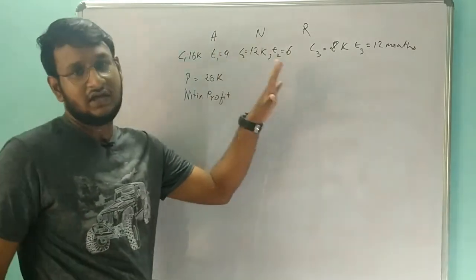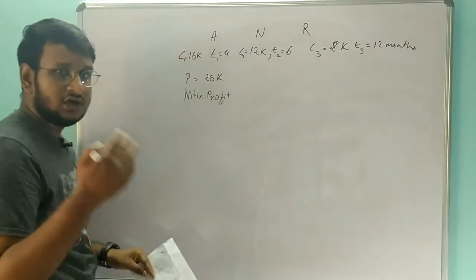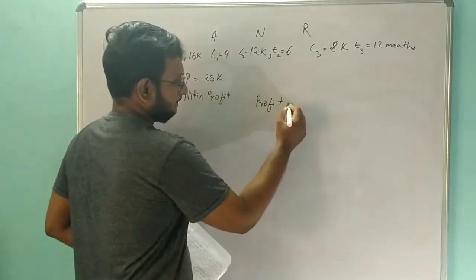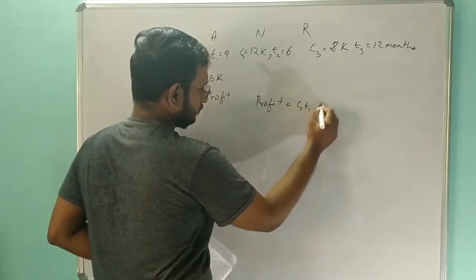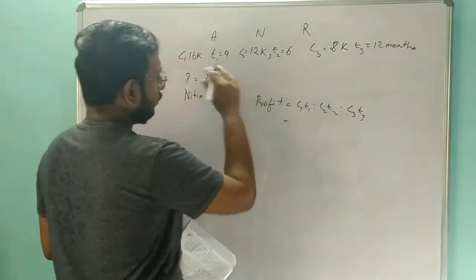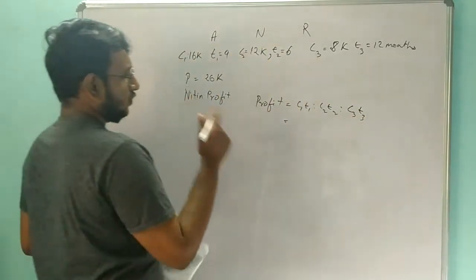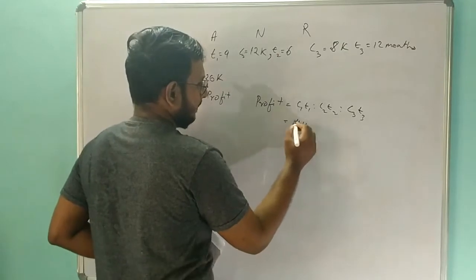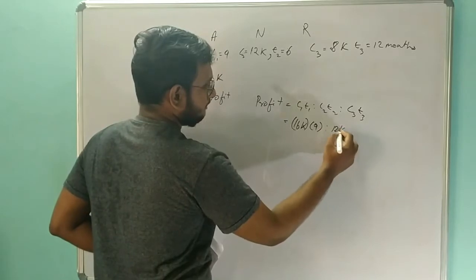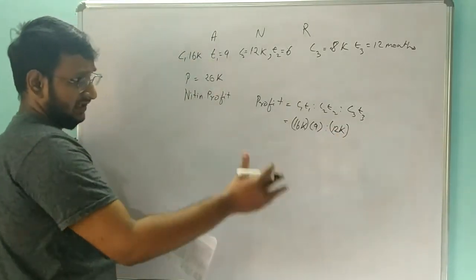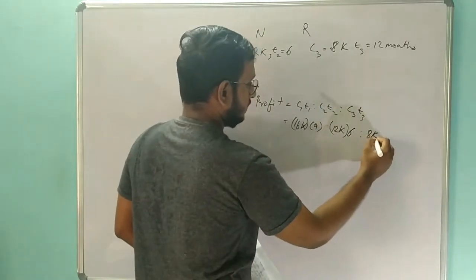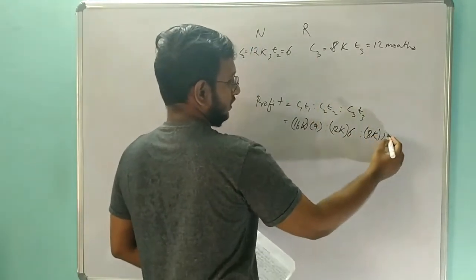We are going to use the same formula, that is C1 into T1 is to C2 into T2 is to C3 into T3. So we are just going to apply the values over here. So what will be the value? 16k into 9 is to 12k into 6, is to 8k into 12. K is not a variable, K is a short form for 1000, just for clarification.